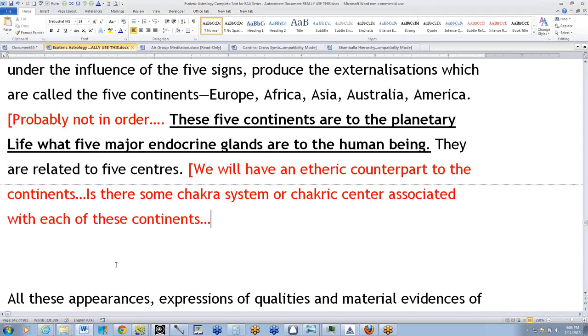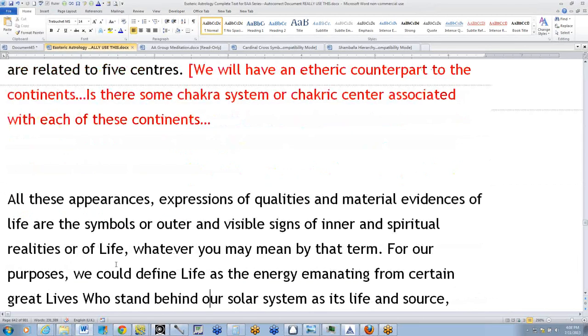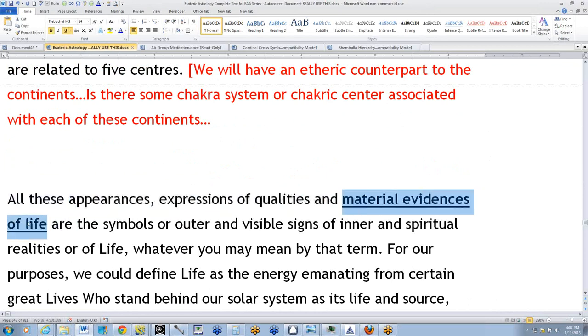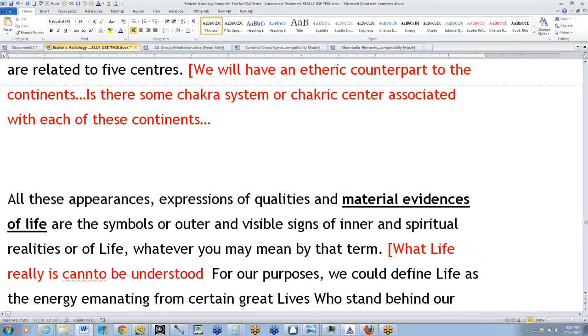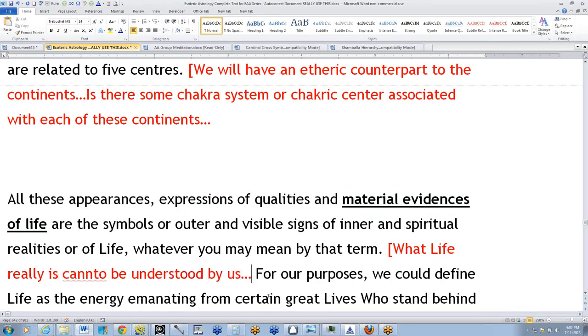All these appearances, expressions of qualities, and material evidence of life, his precipitations, as just continents, are like glandular precipitations of some greater etheric form. All these appearances, expressions of qualities, and material evidences are the symbols or outer and visible signs of inner and spiritual realities or life, whatever you may mean by the term, because he tells us that life cannot be understood. What life really is cannot be understood by us, he seems to be saying.